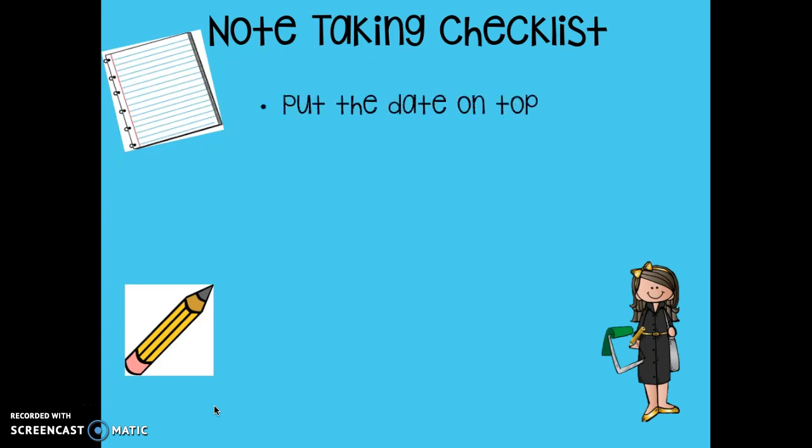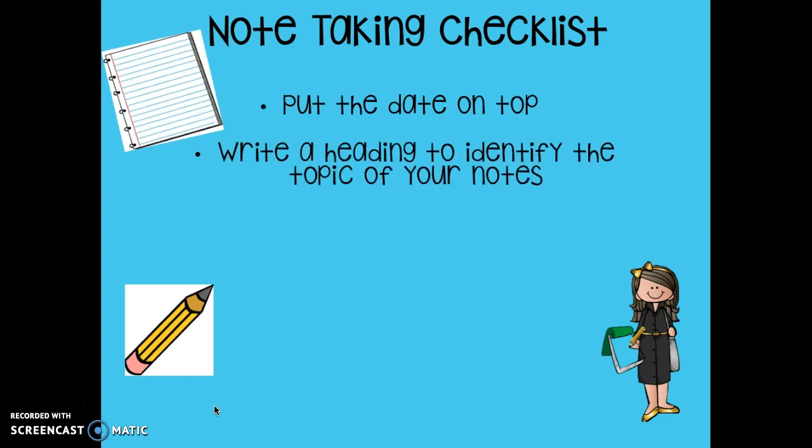The first thing you're going to want to do is always put the date on the top of your paper. The next thing you're going to do is write a heading to identify the topic of your notes. So for example, if you were taking notes on observing beetles, then you're going to want to title your notes Beetles. That way you can keep your notes nice and organized and you know what all of your notes are going to be about.